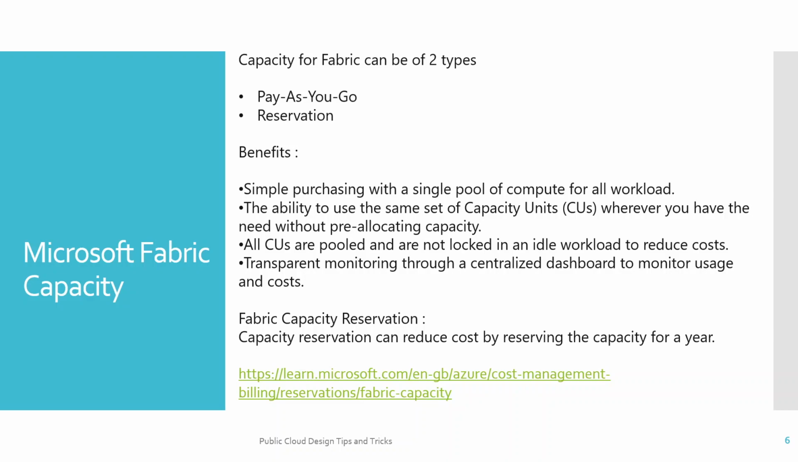Now, the Fabric capacity available within the Fabric umbrella is of two types: pay as you go and reservation. What are the benefits of this? It is simple purchasing with a single pool of compute for all your workloads, and you can use the same set of capacity units across them.